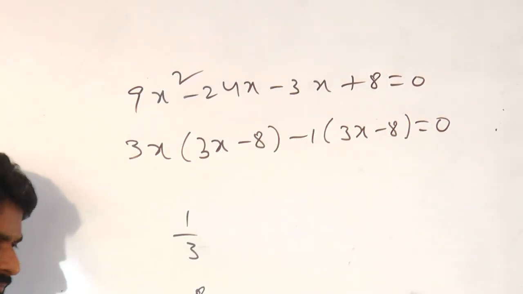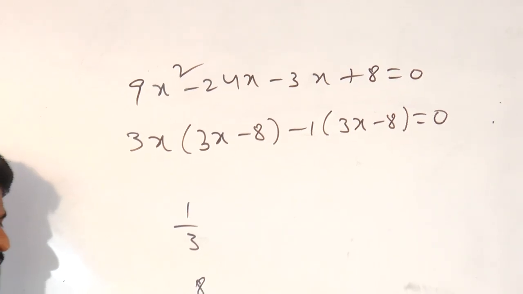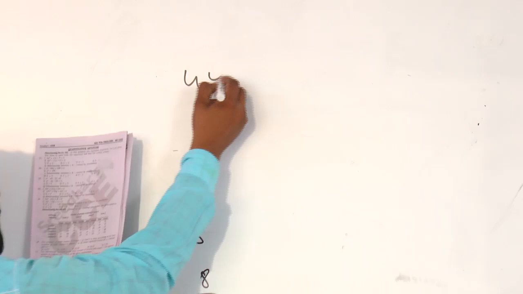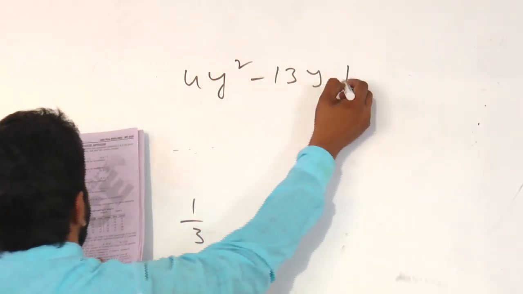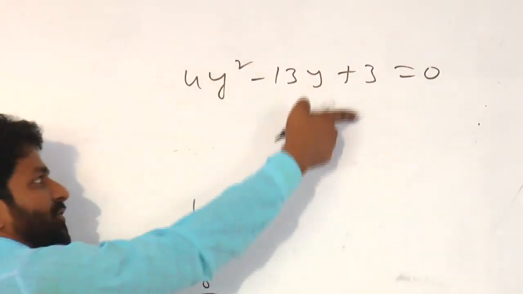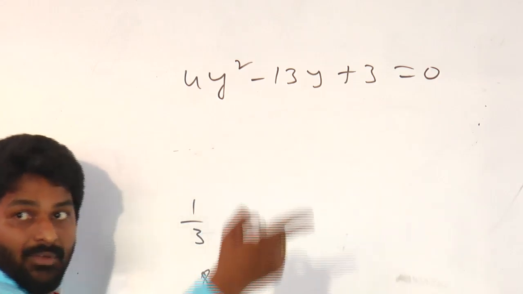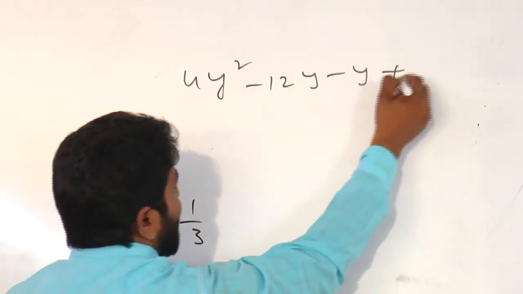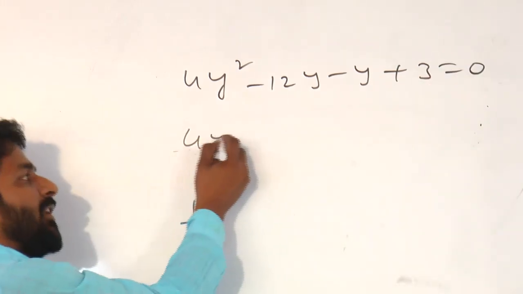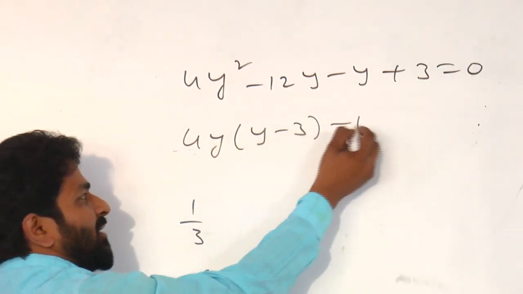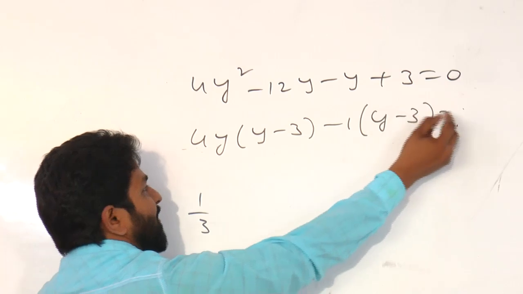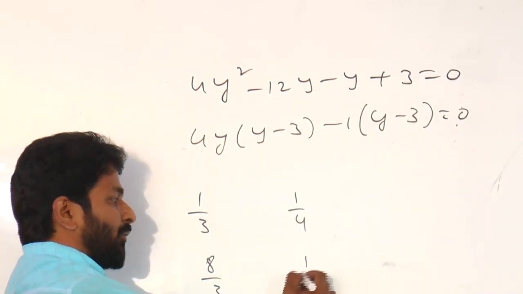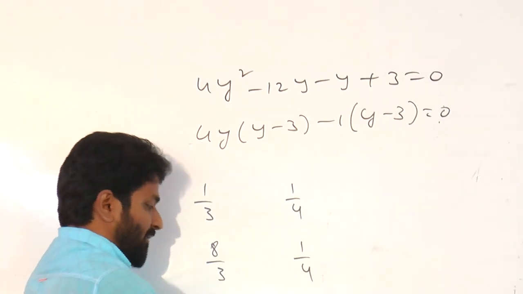And then for y, it is 4y square minus 13y plus 3 is equal to 0. 4 threes is 12. You can write it as 12 into 1. So this will be minus 12y minus y plus 3 is equal to 0. Take 4y common, y minus 3 minus 1 common, y minus 3. So y value is 1 by 4 and then 3.